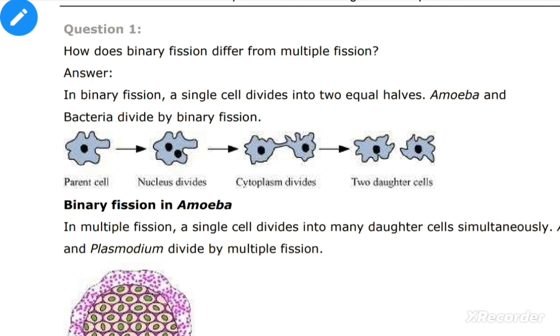How does binary fission differ from multiple fission? Answer: in binary fission, a single cell divides into equal halves. Amoeba and bacteria divide by binary fission.